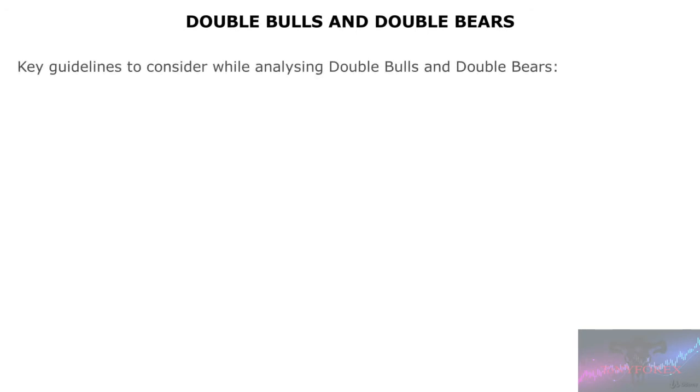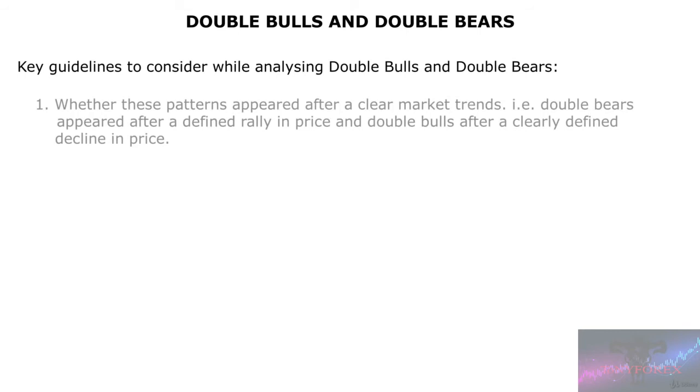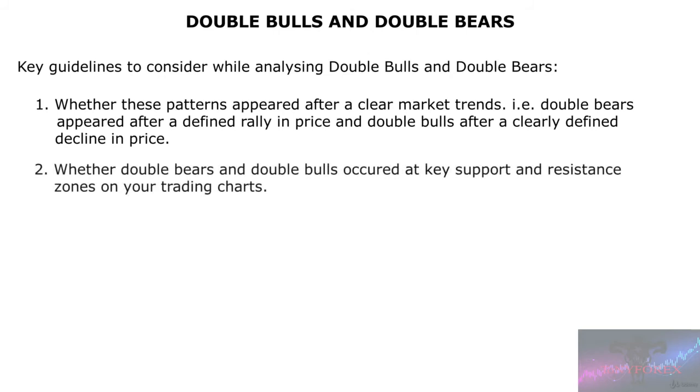So guys, while trading double bulls and double bears, you will keep the following guidelines in your mind. Whether these patterns appeared after a clear uptrend or downtrend respectively. This means that the importance of the pattern increases when they appear after clearly defined trends. Whether these patterns are also associated to key support and resistance zones on your trading charts. If this happens, you are able to trade these patterns with increased confidence.